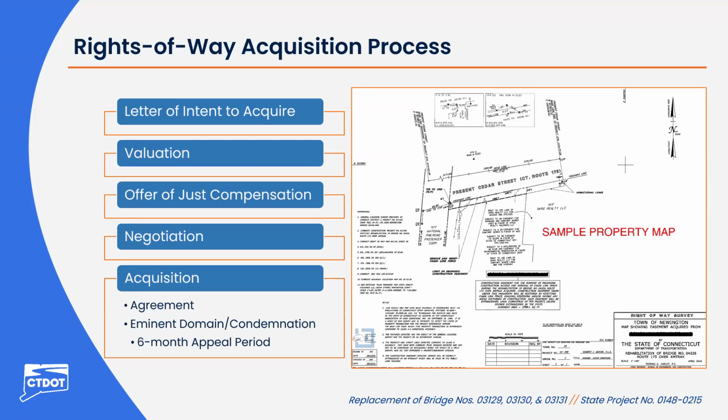The property owner would then have 6 months to file an appeal if they felt the state's offer was inadequate. Now, whether or not the owner chooses to appeal, the money that was deposited in the court is available to be withdrawn by the owner at any time. It is important to note too, the state will only be acquiring the property rights that are necessary for the project. But if there are any questions regarding the right-of-way acquisition process, I'm happy to answer them during the Q&A portion of tonight's meeting. But for now, I'll turn it back over to Jeff.